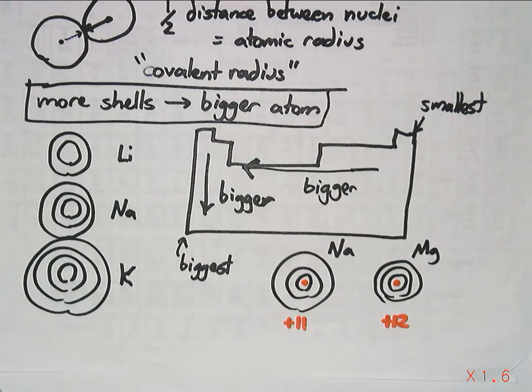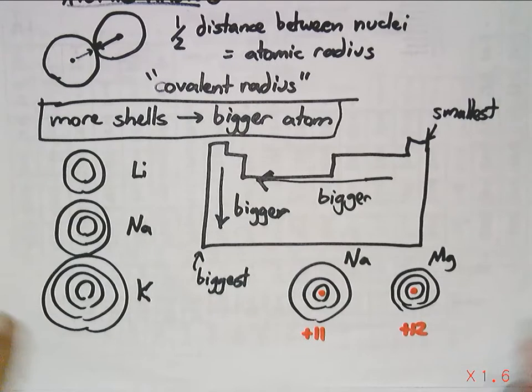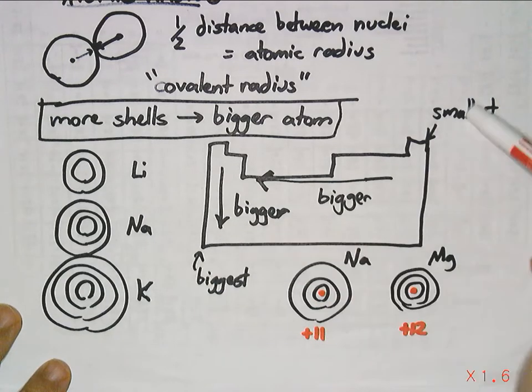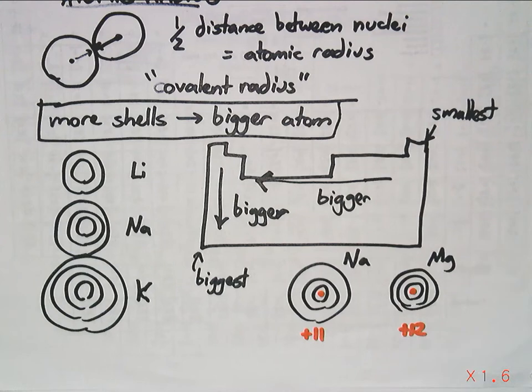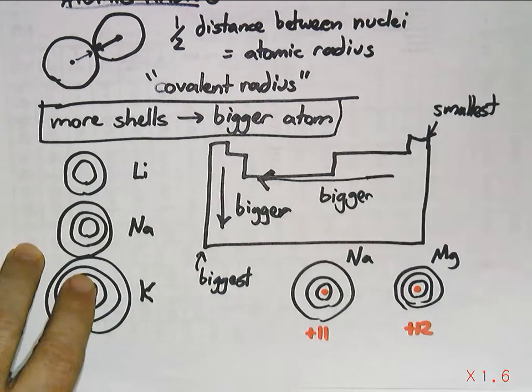Now, these trends are generally correct. So there are going to be some irregularities, just like there were irregularities in the Aufbau principle, in the electron configurations. There are some irregularities in these 2 rules. But generally, if someone throws a list of atoms at you, you can now rank them according to whether they're larger or smaller. Let's try it.